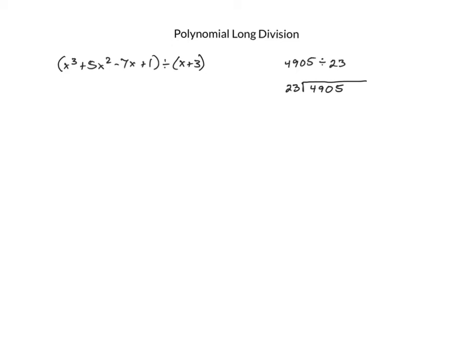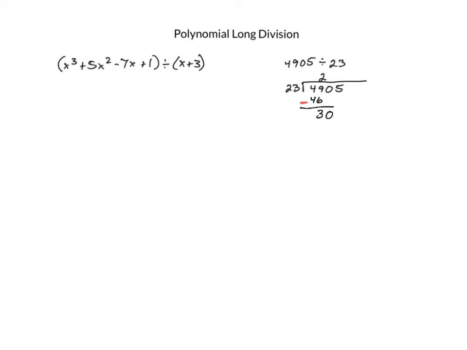Now remember, we look at our divisor, 23, and we see that it doesn't go into 4. So we move on and say, well, it does go into 49, and 23 goes into 49 2 times. So we're going to put a 2 up here. And then our process is to multiply this 2 by 23 and write it down. So 2 times 23 is 46. And at this point, we always subtract. So we have 49 minus 46, which is 3.